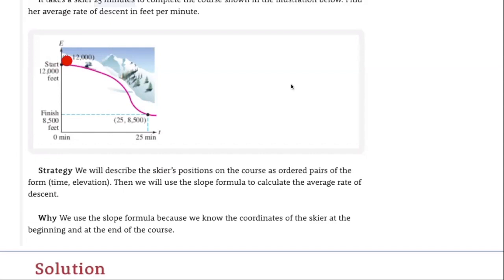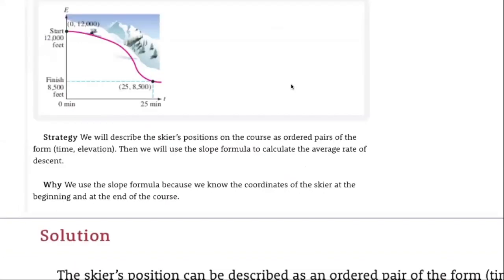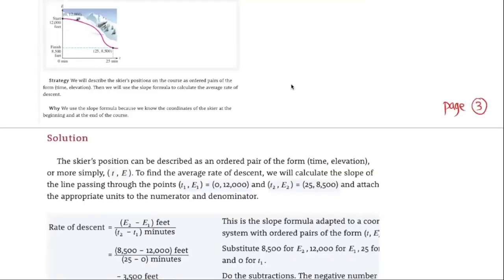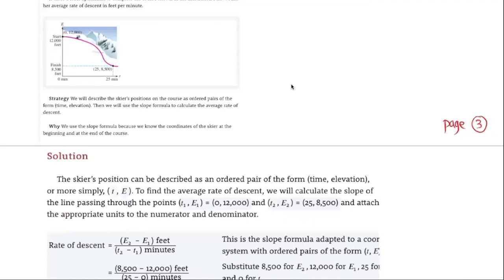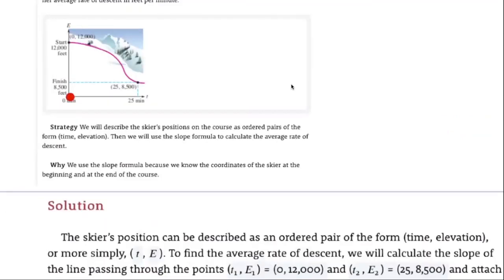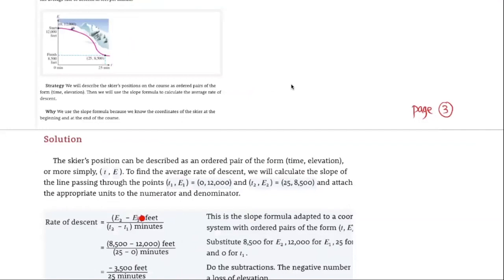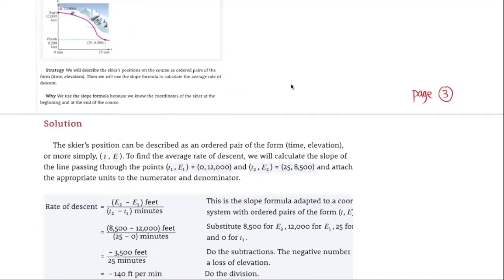The time will be 0. The elevation here is 12,000 feet. And then at this ending point, it is 25 minutes, and at that time the elevation is 8,500. We're going to use the slope formula to calculate the average rate of descent. Remember the slope formula, y2 minus y1. Now in this case, the vertical axis is the elevation, so let's call it the E-axis. So that will be E2 minus E1, and then divide by T2 minus T1.